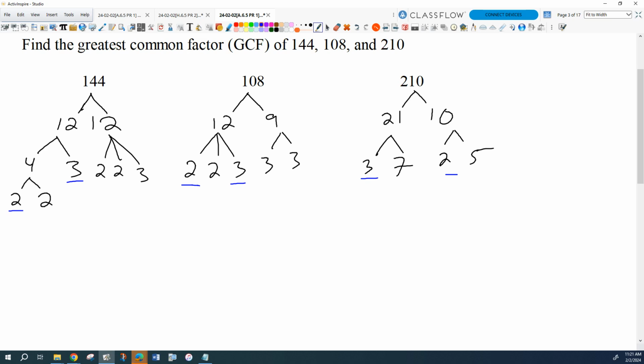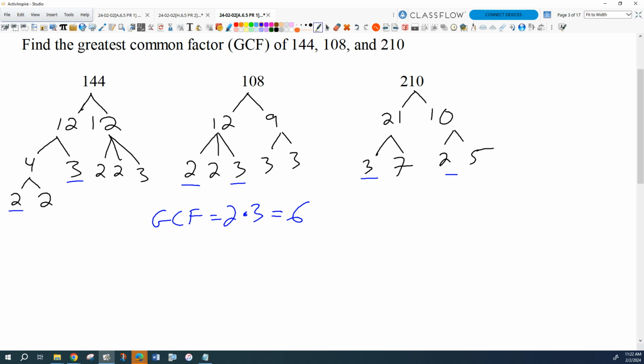So our GCF is just equal to 2 times 3, which is 6, right? Everybody agree? Wait, really? Just one 2? Right, because the 2 and the 3 were the only factors that appeared in each of our trees. A single 2 and a single 3. Nothing else was common to all three. Give me thumbs. Does that make sense?